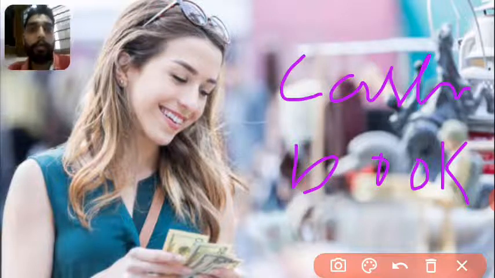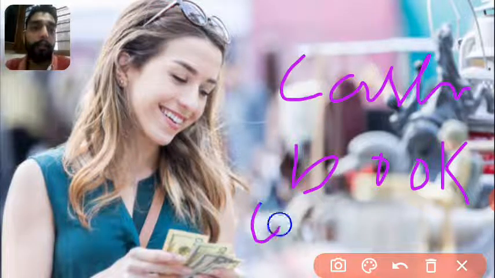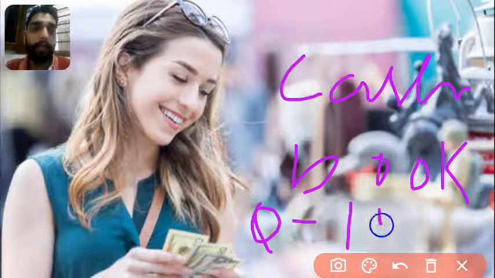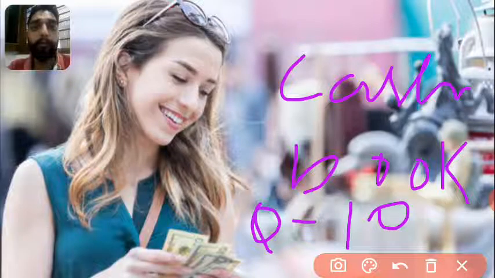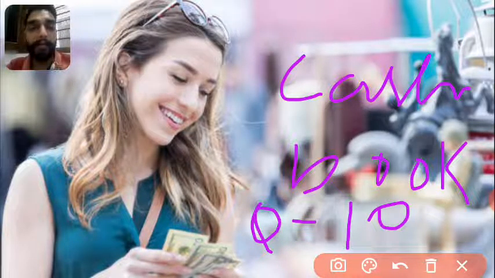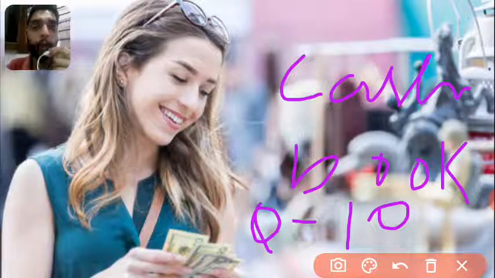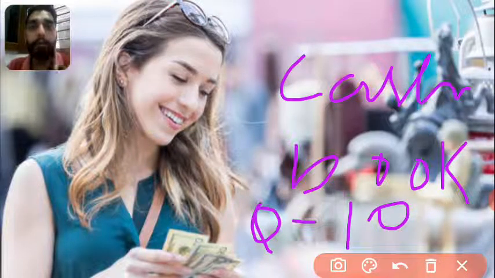Here on the screen you are watching that we are going to solve question number 10 from the cash book from the NCERT book. So students, please open your NCERT books. I am going to explain question number 10. Please have your books ready.